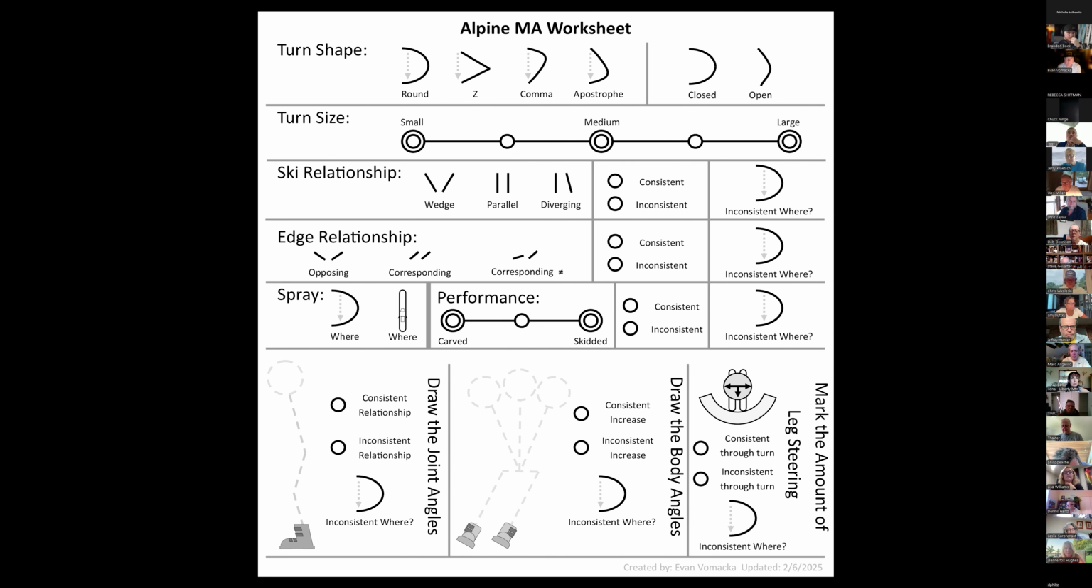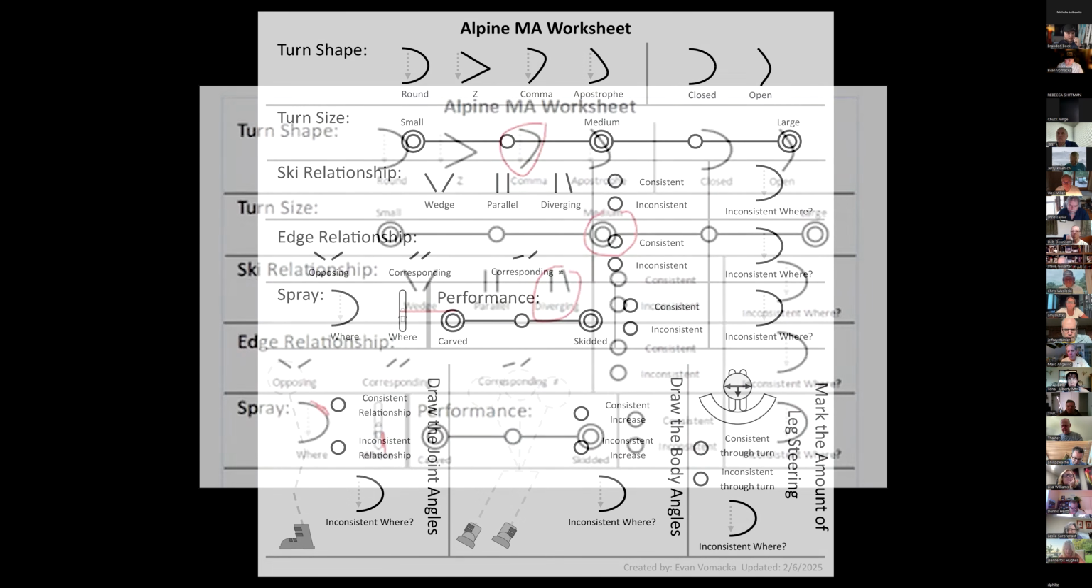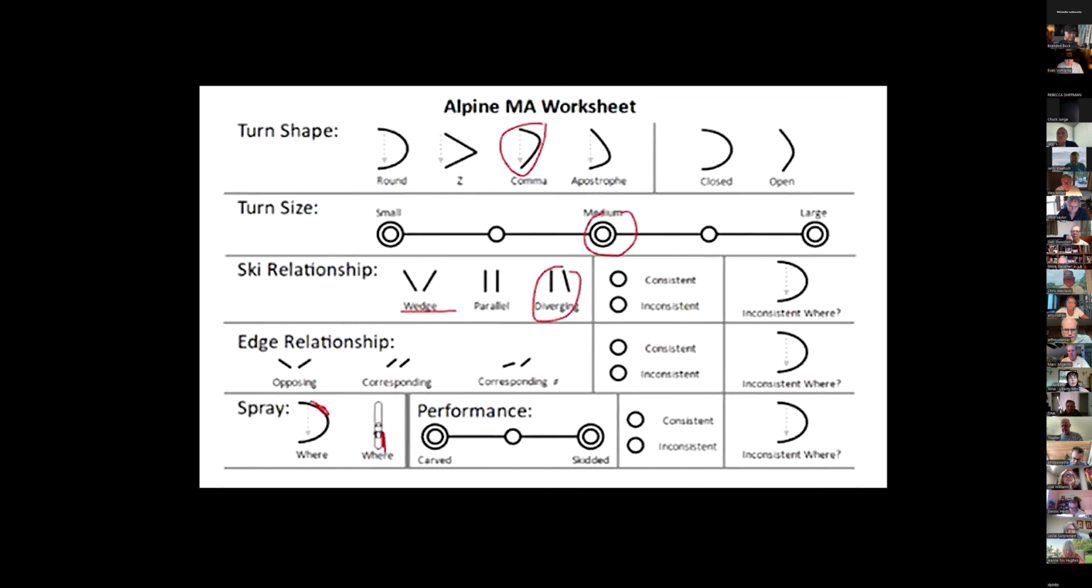I just had a quick question about the bottom part of the sheet, which is drawing the joint angles, the body angles, and the amount of leg steering. Could you touch on that briefly? When I look at somebody down here, I'll just draw it out real quick. We've got that comma turning, diverging, wedging person who's got the spray off the back.